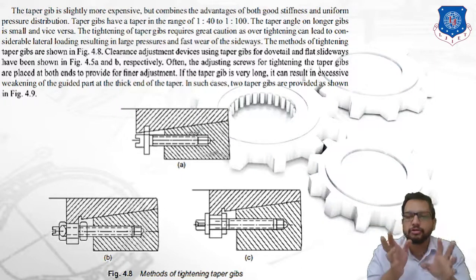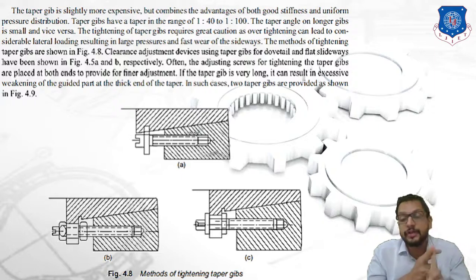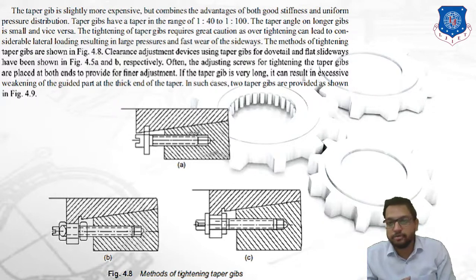In that, first you have to show flat strips which are not clamped after clearance adjustment. Second, flat strips that are clamped after clearance adjustment. And third, taper gibs, how we are using taper gibs for clearance adjustment and how we can tighten these taper gibs. So diagrams have to be drawn.